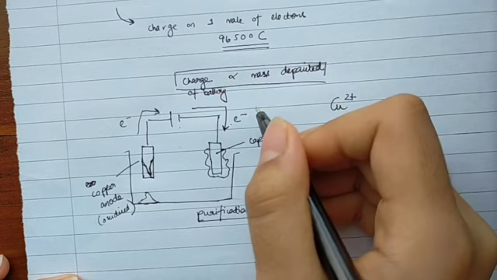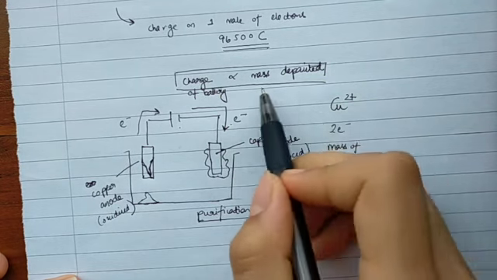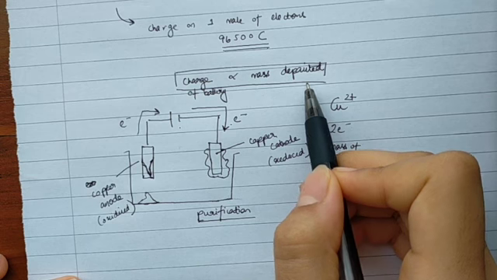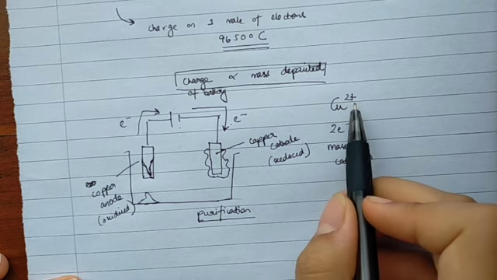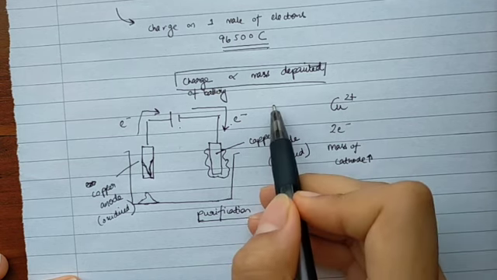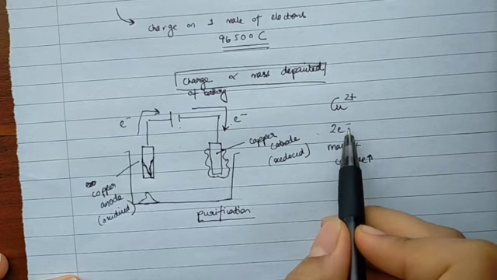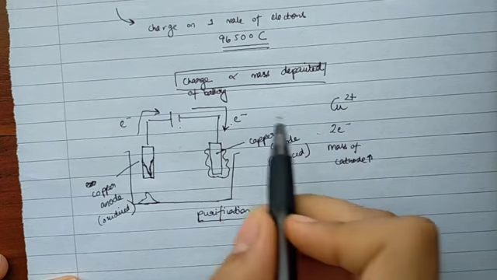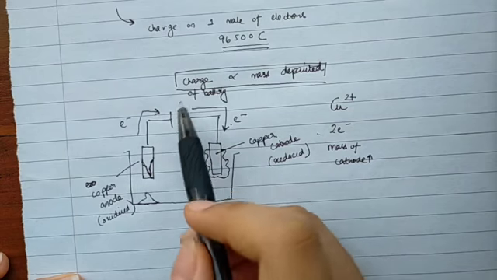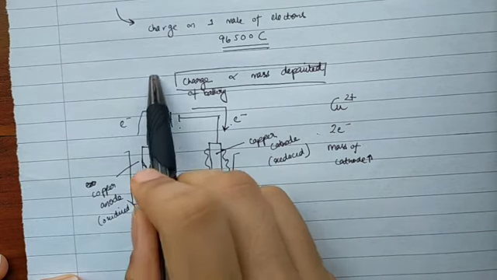So let me say that one more time. The mass deposited is proportional to the number of copper ions discharged. This is directly proportional to the number of electrons, hence it's proportional to the charge of the battery. This is where we get this relationship from.